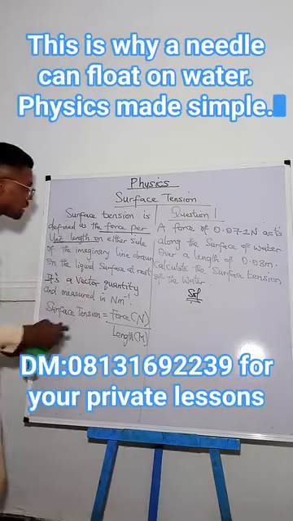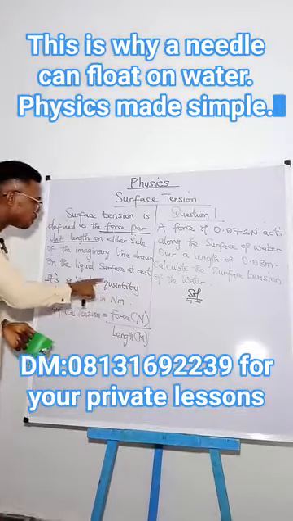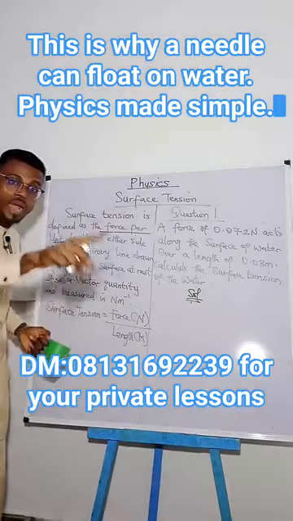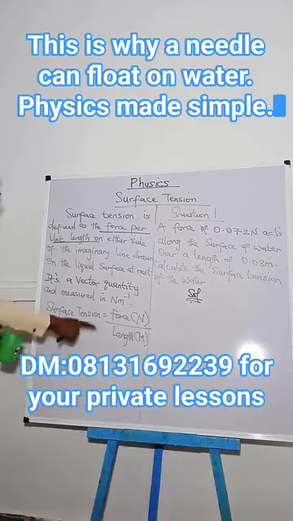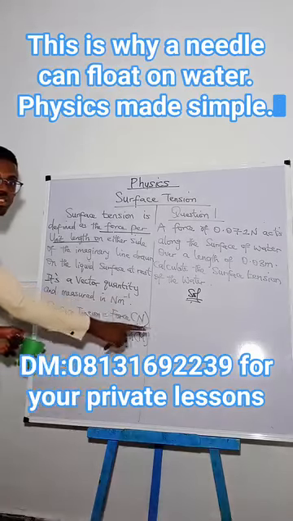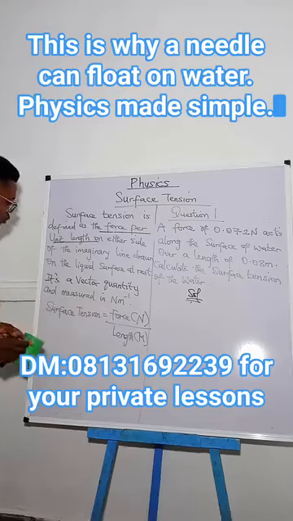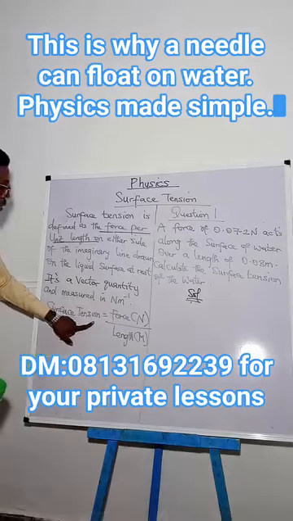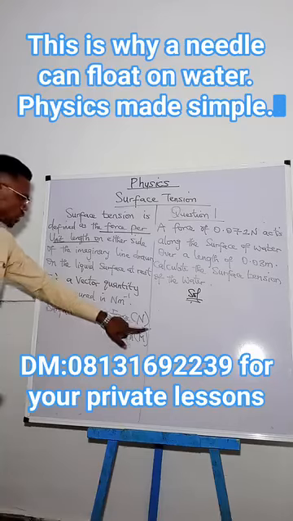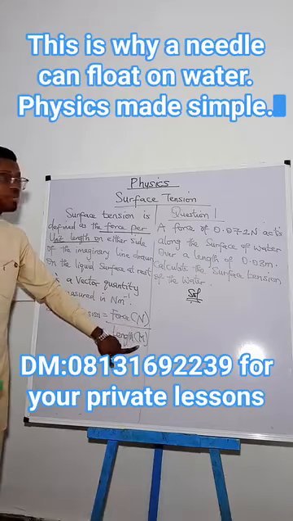Now it is a vector quantity. Take note of that, JAM students. A vector quantity, meaning it has both magnitude and direction. And it is measured in Newton per meter. So the SI unit of surface tension is Newton per meter. Surface tension mathematically is represented as force in Newton over length in meter.